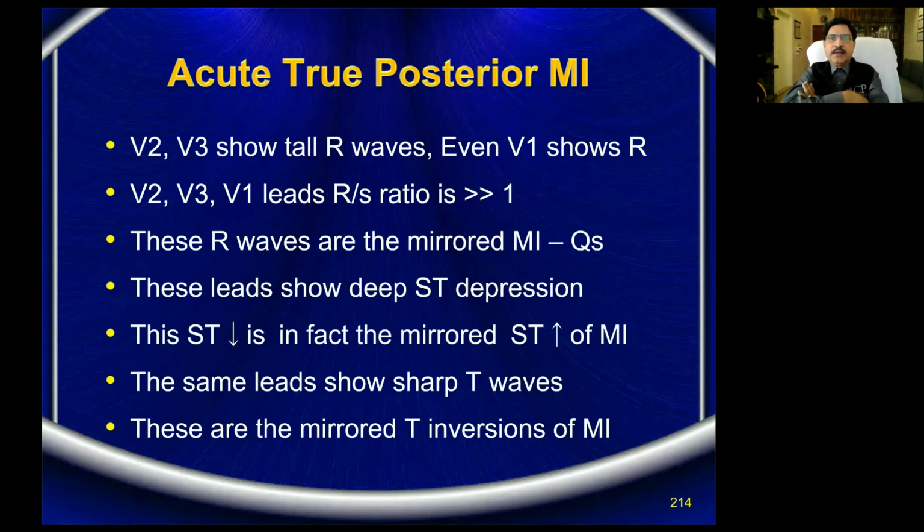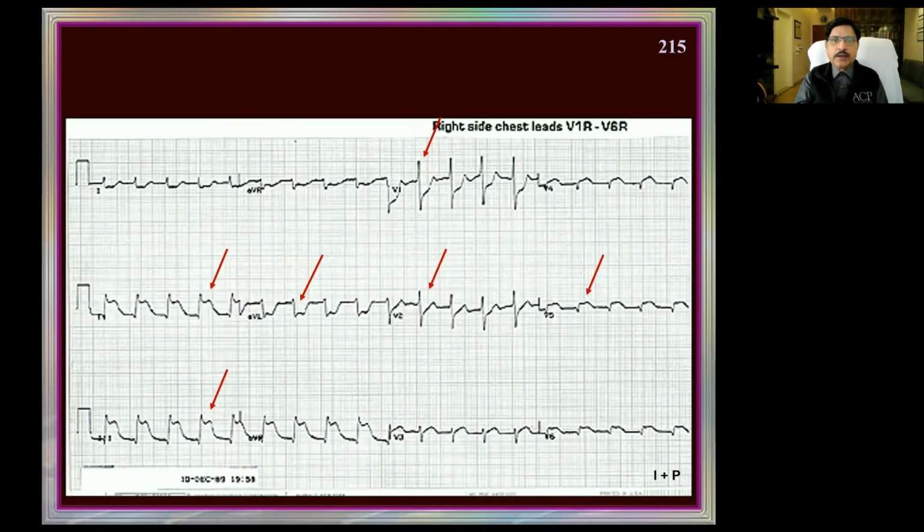On the contrary, the tall R wave I am seeing is the Q wave that is mirrored as the R wave, and these leads show up deep ST depression. These ST depressions are of course in the mirror, they are the ST elevations. Same leads show upright T waves, which are the inverted T waves in the mirror. So it is a little difficult to diagnose this posterior infarct unless you have a specific eye for that. So understand this posterior infarct.